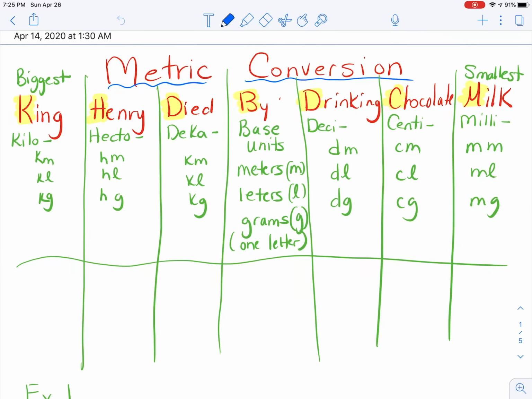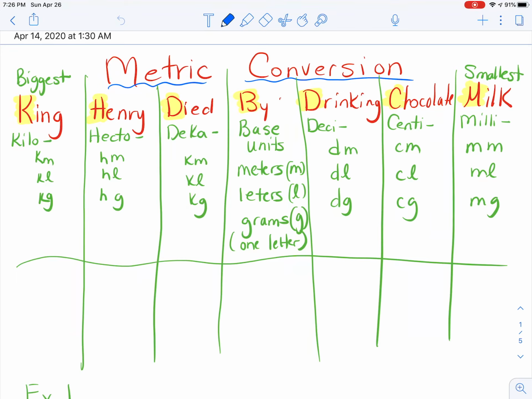All right, today we're going to talk a little bit about metric conversion. We've done some of this before with some of our warm-up problems, but you can see here I've written some stuff out that I'm going to go over first. Remember we talked about a little mnemonic device to help you remember the order of the metric system when you're working with metric conversion. King Henry died by drinking chocolate milk.